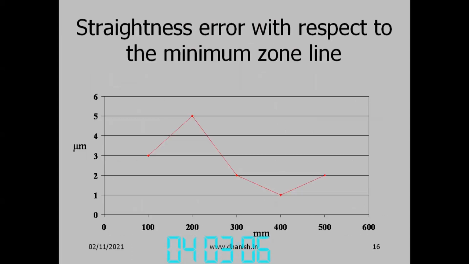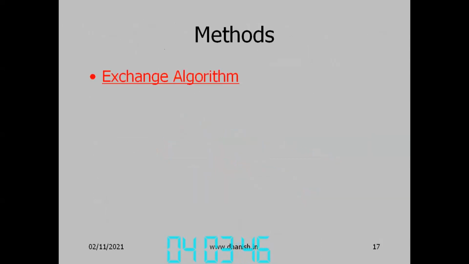Then, strictly speaking, none of this is correct. What is correct according to the standard? The ideal line should be chosen so that the straightness error is a minimum. So straightness error with respect to the minimum zone line. For straightness it is easy because there is only one variable; you just have to change the slope. Many people use methods like the simplex method to determine the straightness error. And of course, I have my own algorithm, the exchange algorithm.